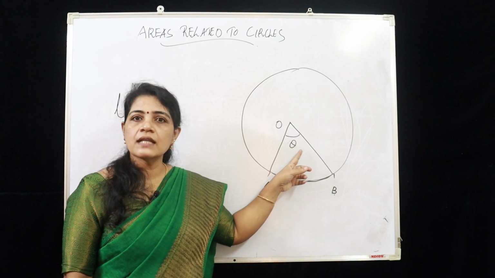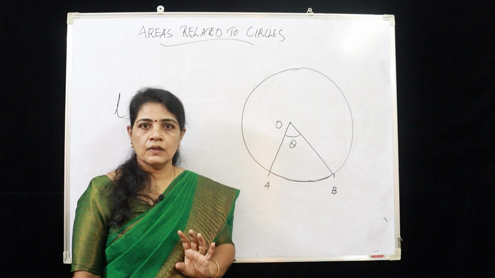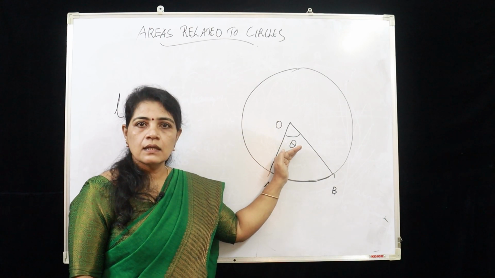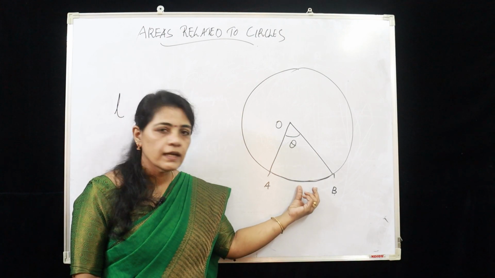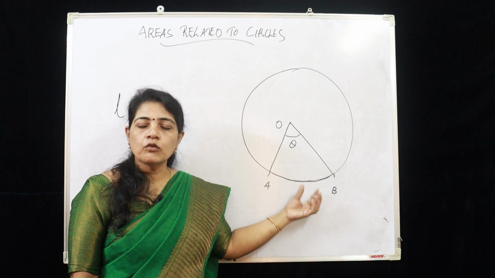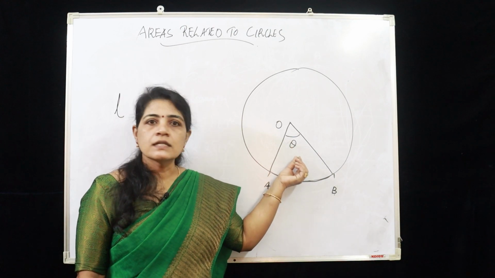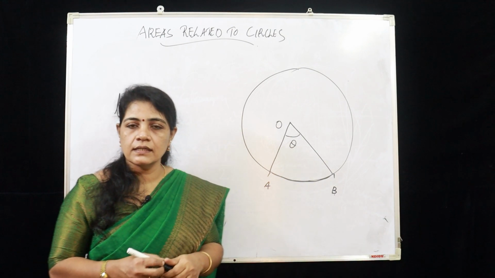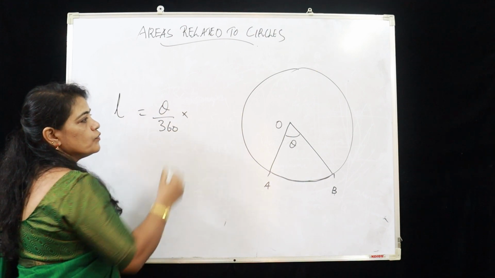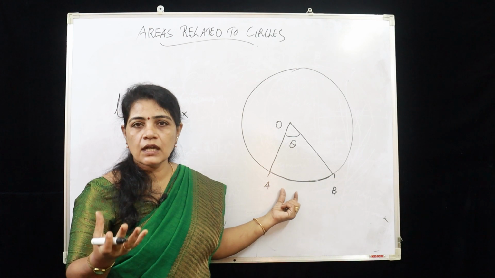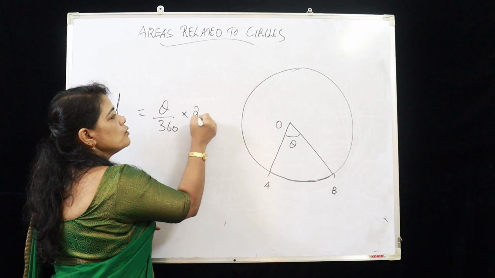Here theta is the angle subtended by the endpoints of the arc at the center. This is the angle subtended by the endpoints of the arc, the required arc length AB. Out of the 360, the complete angle, the angle subtended by the arc at the center is theta, so the fractional form is theta out of 360, of the whole circumference 2 pi r. That is theta by 360 of 2 pi r.